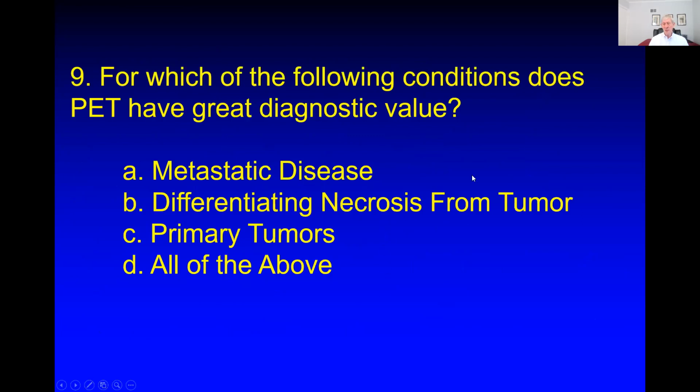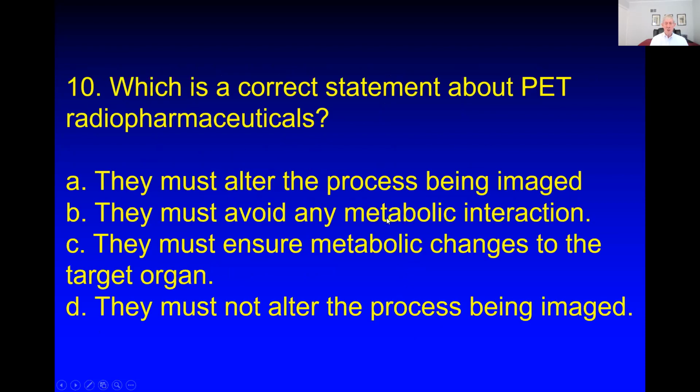For which of the following conditions does PET have great value? A or B or C or all of the above? All of the above, definitely. It's good for all of those. Finding primary tumors, metastatic tumors, and differentiating necrosis from tumors, okay?